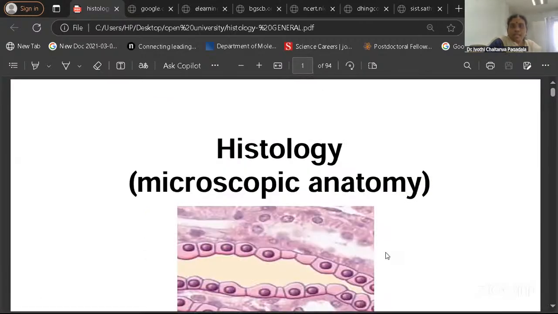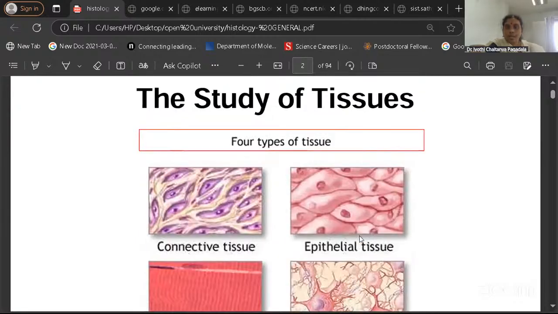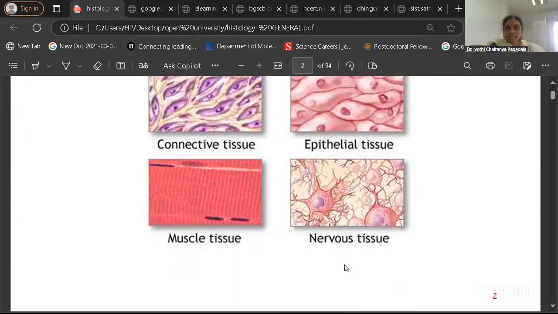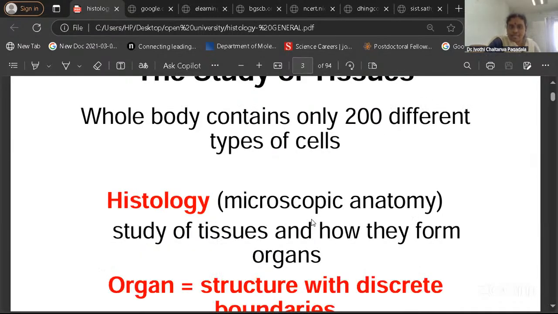Today we are discussing histology and microscopic anatomy. It is the introductory part to our next topic after the introduction to biotechnology. Here, as we just discussed, there are four types of tissues: connective tissue, epithelial tissue, muscle tissue, and nervous tissue. The whole body contains 100 different types of cells.